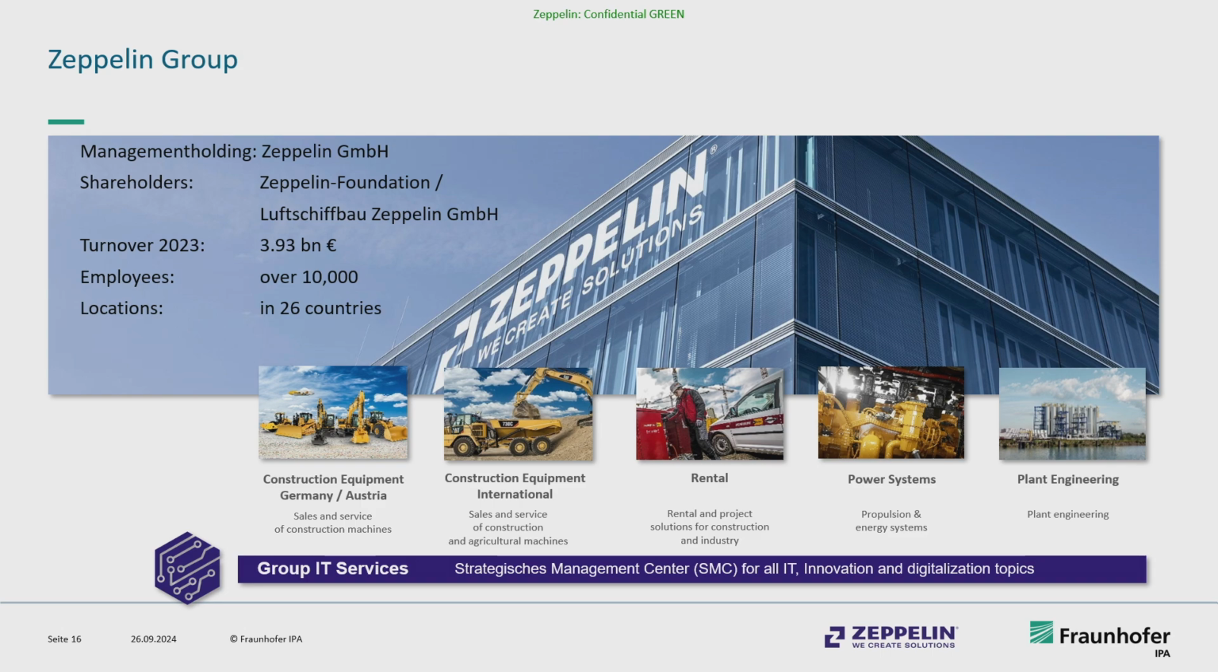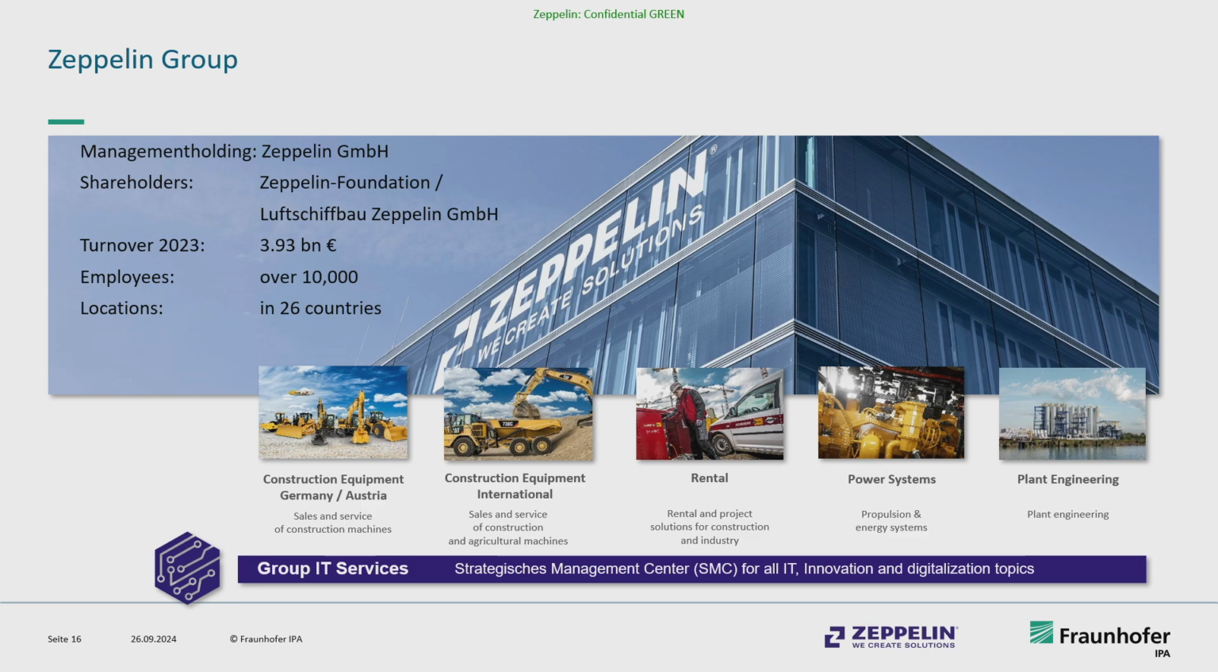The Zeppelin holding is some kind of a roof with 5 different strategic business units located within it. There is the plant engineering for designing and constructing plants, whole plants or parts of plants. There is power systems, which is a distributor for heavy combustion engines, for ships, for trains, or energy stations. Then we have rental. There you can rent everything that you need for construction sites.